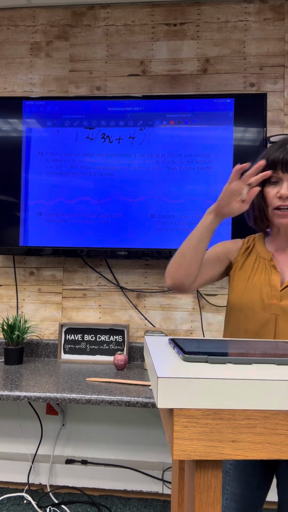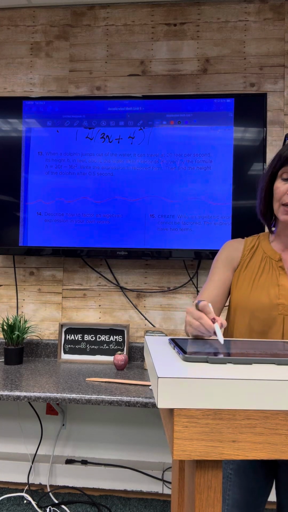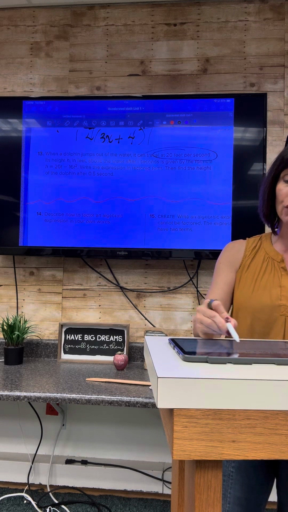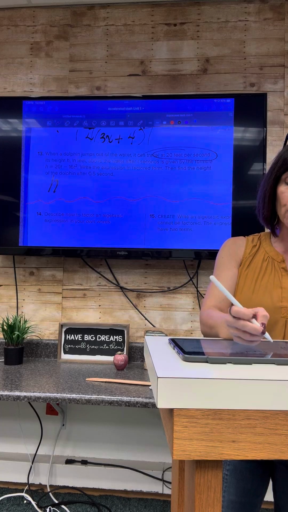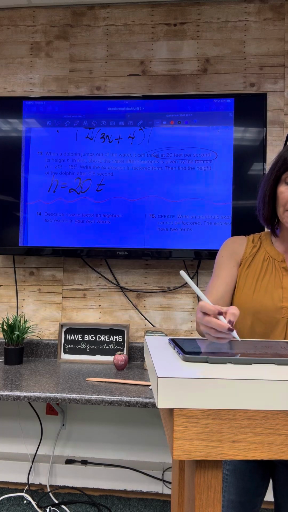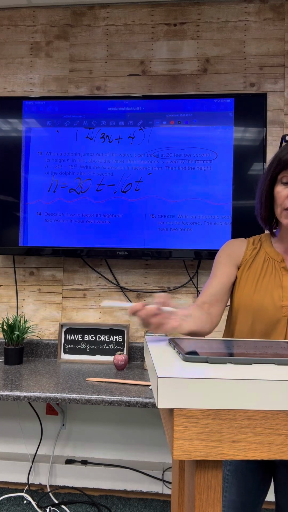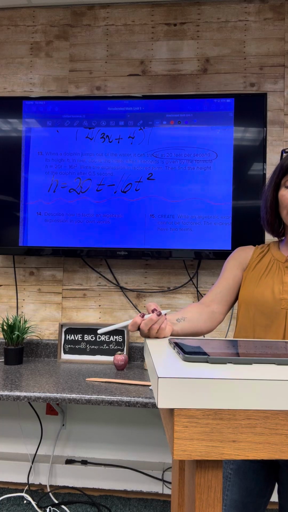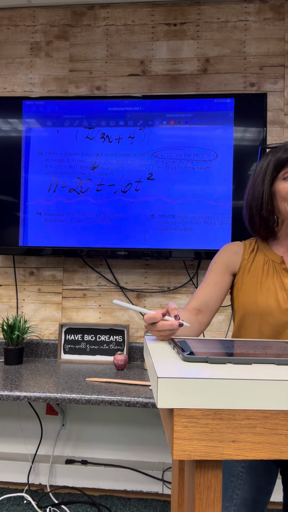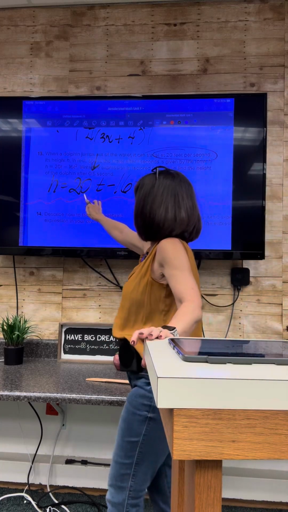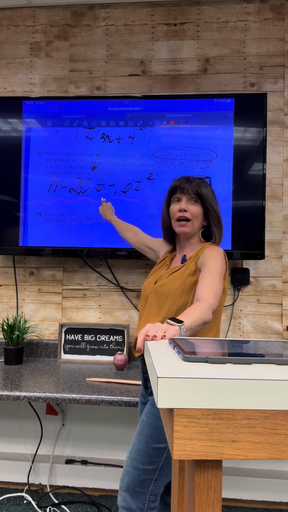When a dolphin jumps out of the water, it can travel at 20 feet per second. Its height, h in feet above the water after t seconds, is given by this formula. H equals 20t minus 16t to the second power. Class, T represents 0.5 second.